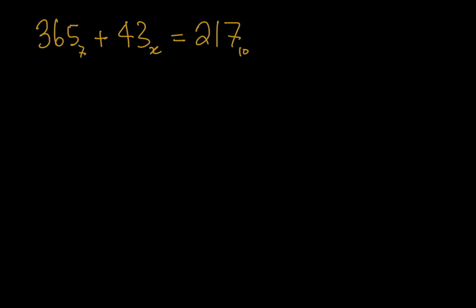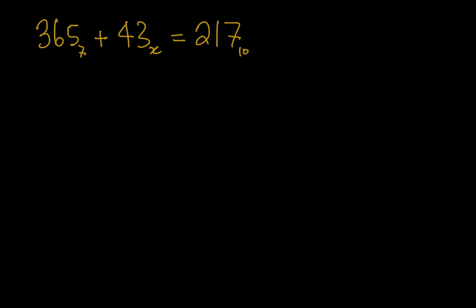Now the last thing we're going to do so that we can conclude this video is where we have an unknown equation. Let's say that we are being told to evaluate 365 in base 7, adding 43 in base x. We don't know that base. And they're saying that all will give us 217 base 10. So what do you think we're going to do?